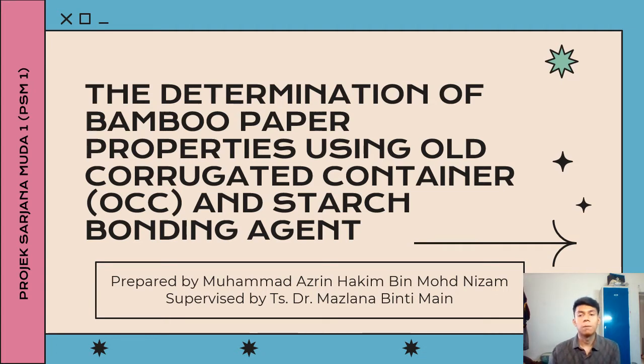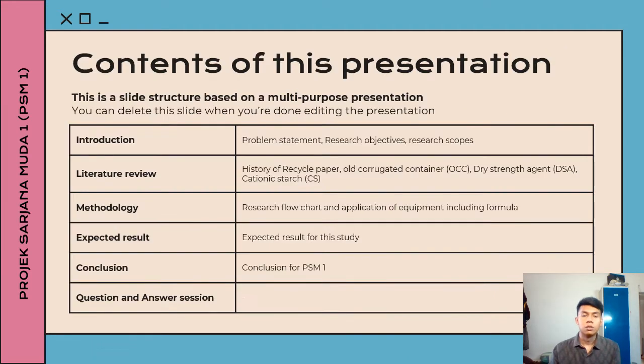So I want to introduce and propose my project, the title of which is the determination of bamboo paper properties using OCC, old corrugated board container, and starch as bonding agent. The content of this presentation: we have an introduction, literature review, methodology, expected result, conclusion, and Q&A.